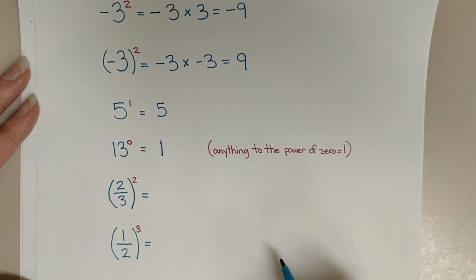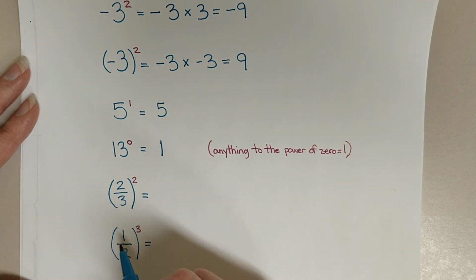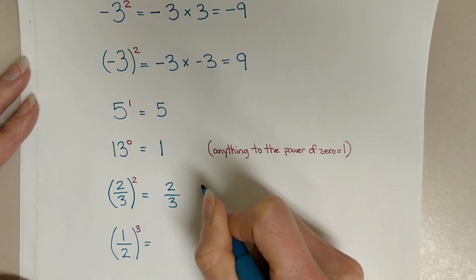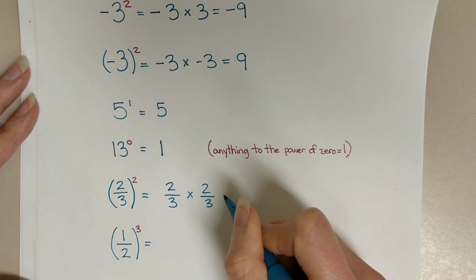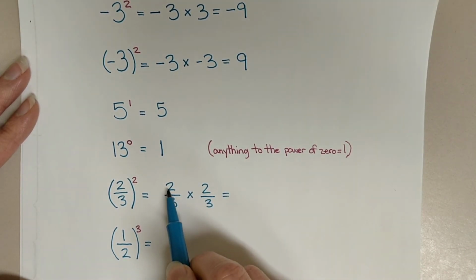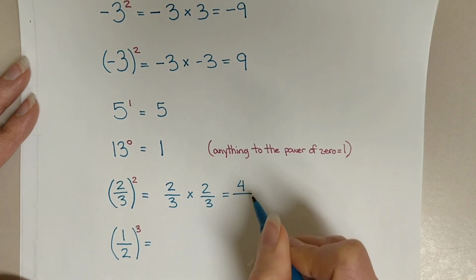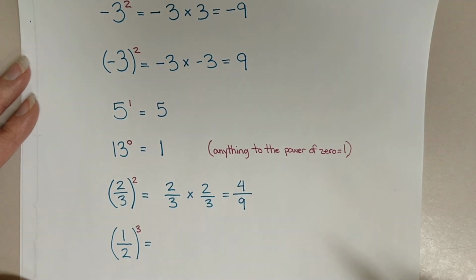Just like every other exponent, the exponent tells us how many bases are multiplied together. So we're going to write our base, which is 2/3, and our base of 2/3. We multiply them together. We do numerator times numerator. 2 times 2 gives us 4, over denominator times denominator. 3 times 3 gives us 9.